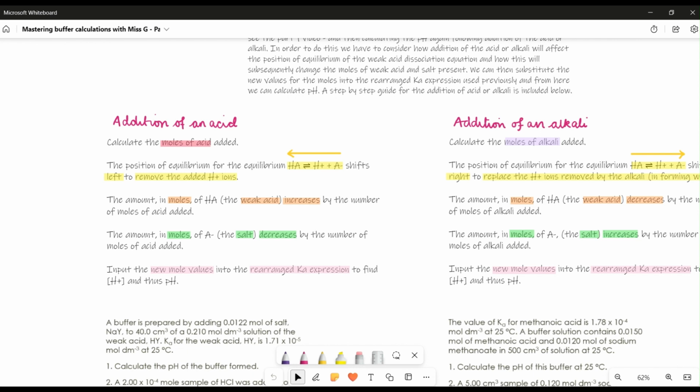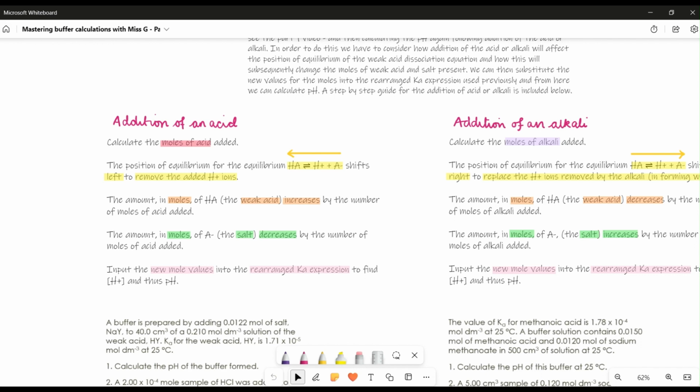So we take the initial moles of the weak acid and we add to that the number of moles of acid added, and then we take the initial moles of salt that we had and we decrease that by the number of moles of acid added, and then those two new values for the moles of the weak acid and the salt go into the rearranged Ka expression with our value for Ka. Then we can get the H plus concentration, and then we can get the pH.